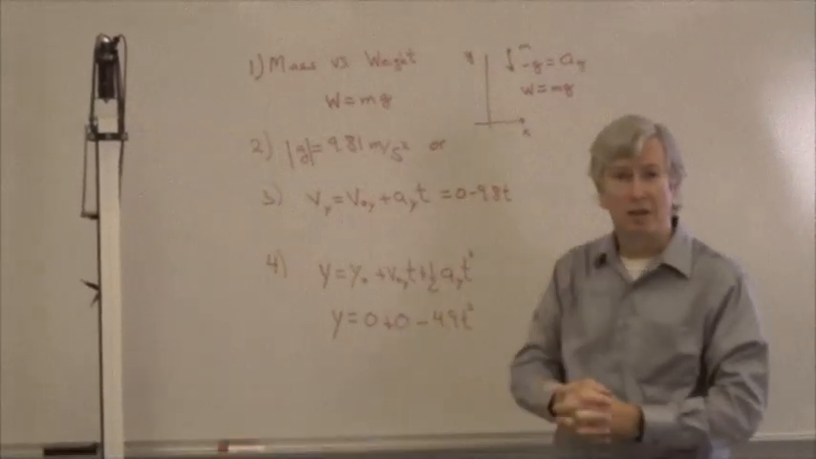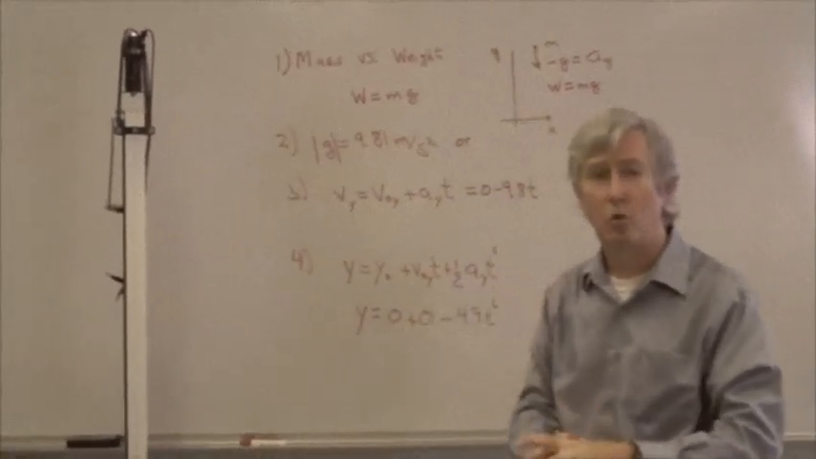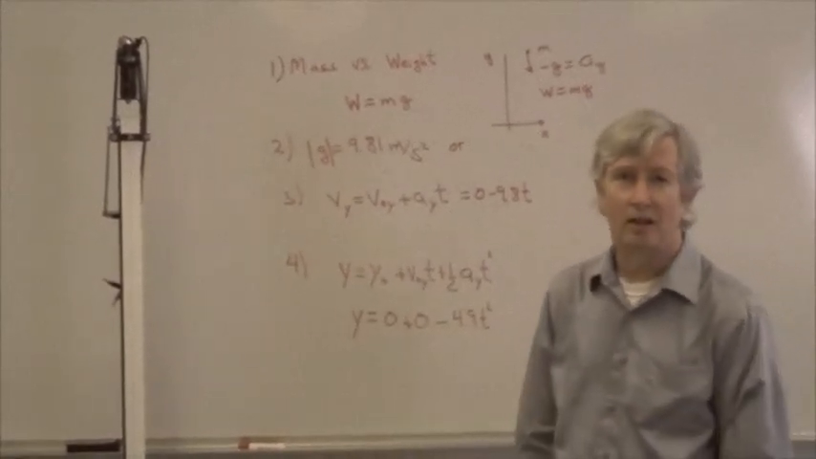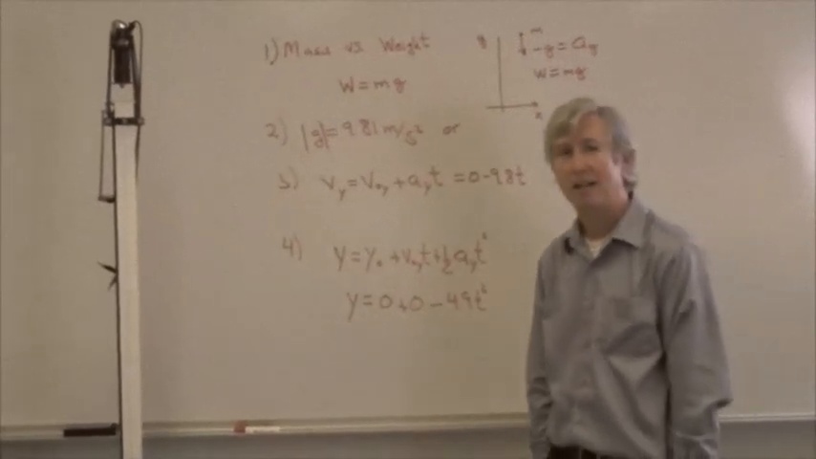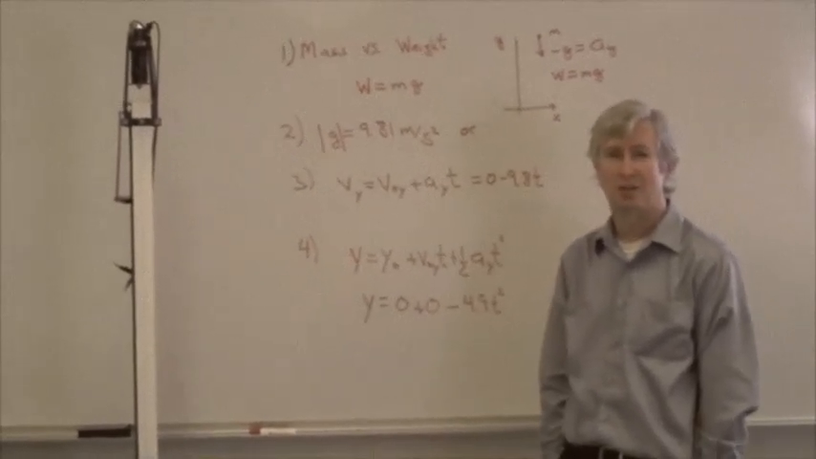Collect your data, see what you get. You should be able to verify within 1% the acceleration of gravity near the surface of the Earth, ignoring friction, is about 9.81 meters per second squared in magnitude.